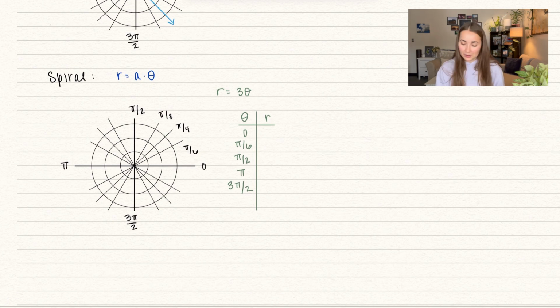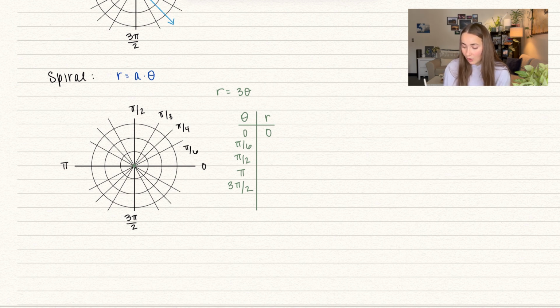Finally, for the spiral, we have r is equal to some number a times theta. So here we're going to work with the example r is equal to 3 times theta. And of course, we're going to plug in some values so we can see this a bit better. So let's start off with theta equal to 0, right? That's our input. That means our radius is equal to 3 times 0, which is 0. So that gives us our first point. We're going to start at the origin.